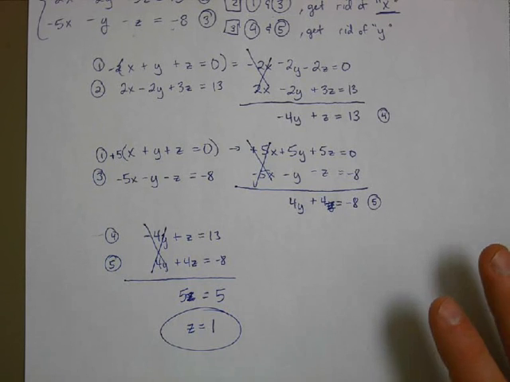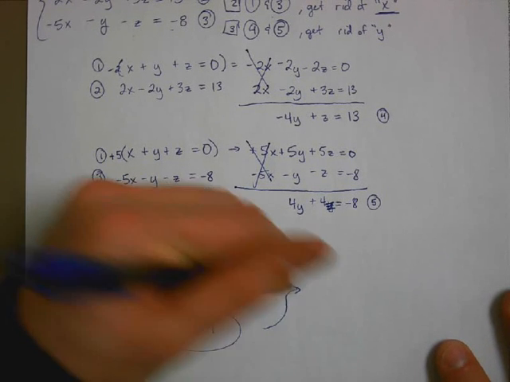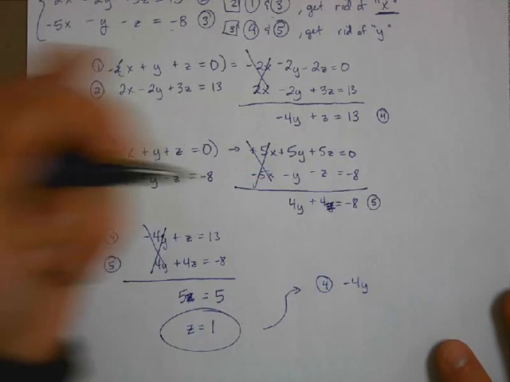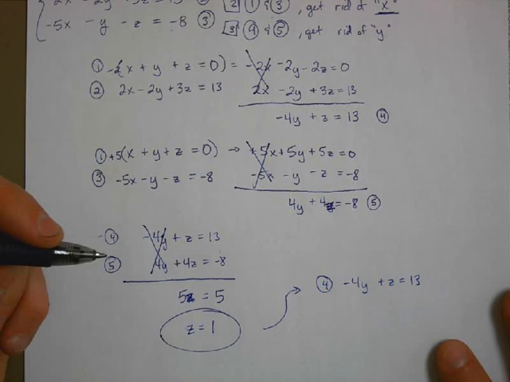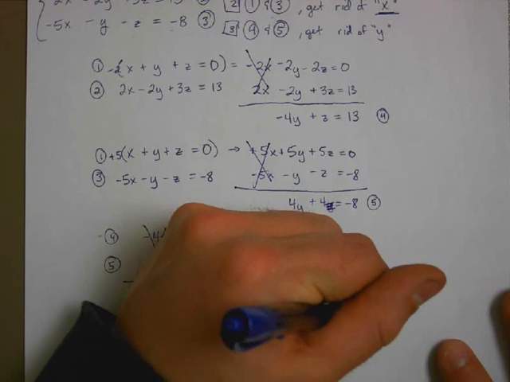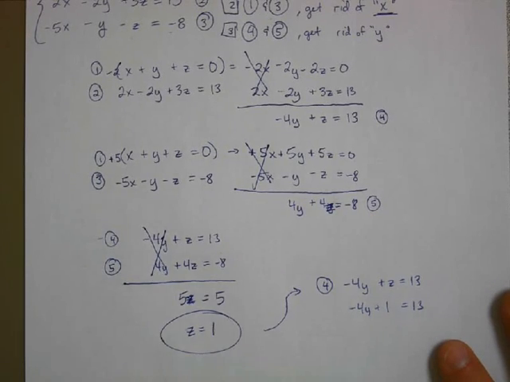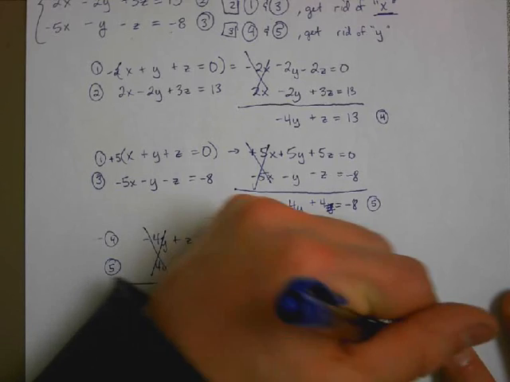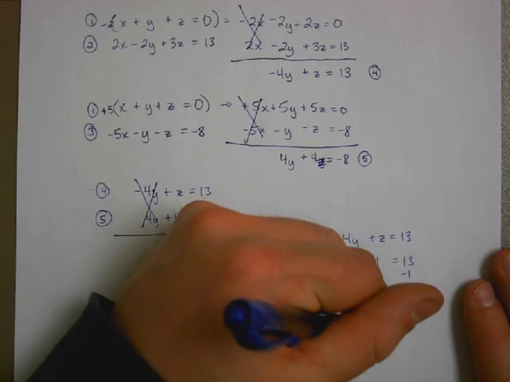Now I can go back and plug into either equation 4 or 5. Let's say 4. I know that -4y plus z is equal to 13. So -4y plus 1 is equal to 13 now. That means if I subtract 1 from both sides, -4y is going to be equal to 12. And y must be -3.